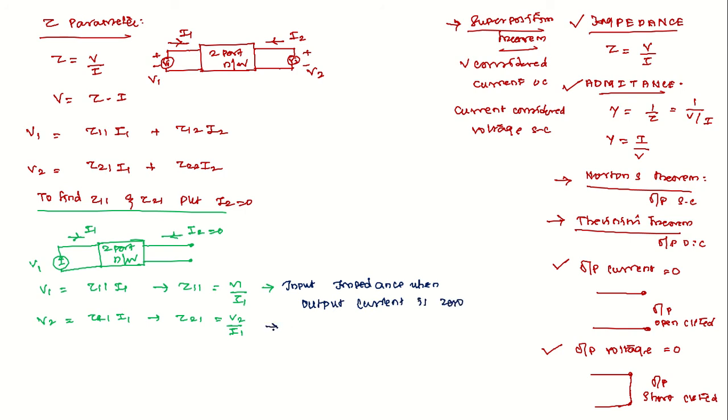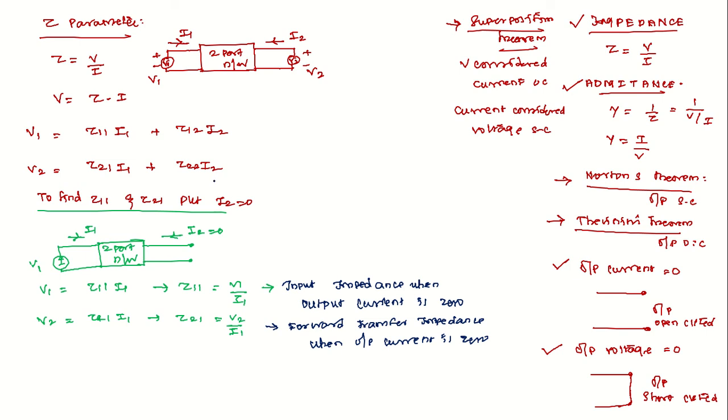And this Z21 is called your transfer impedance. Okay, that too called your forward transfer impedance, when the output current is 0. So these are the two parameters which you have found by putting your I2 equal to 0.